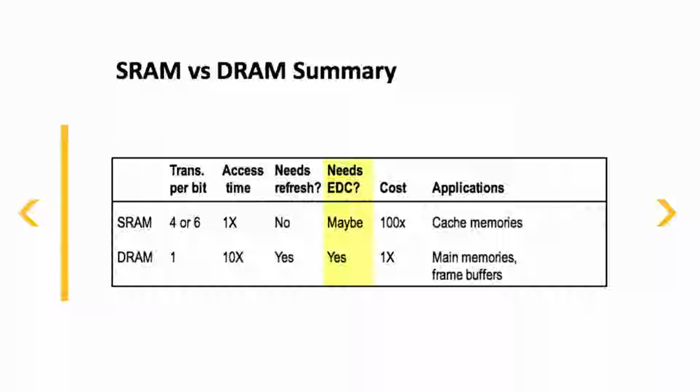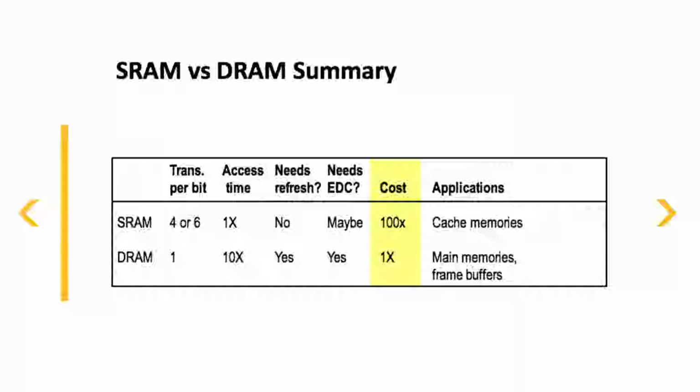EDC in this column stands for error detecting code. That is something to do with making sure that we can detect errors, and eventually we also have something called ECC, or error correcting code, that allows us to fix problems that occur in cache memories. Now, here's a big important column, the cost. Notice that though static RAM is more stable, it doesn't need refresh, doesn't necessarily need EDC, it does cost about 100 times as much as dynamic RAM.